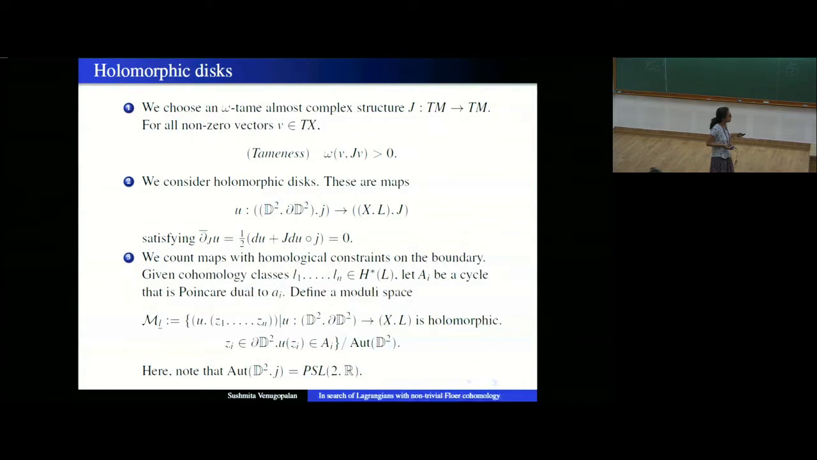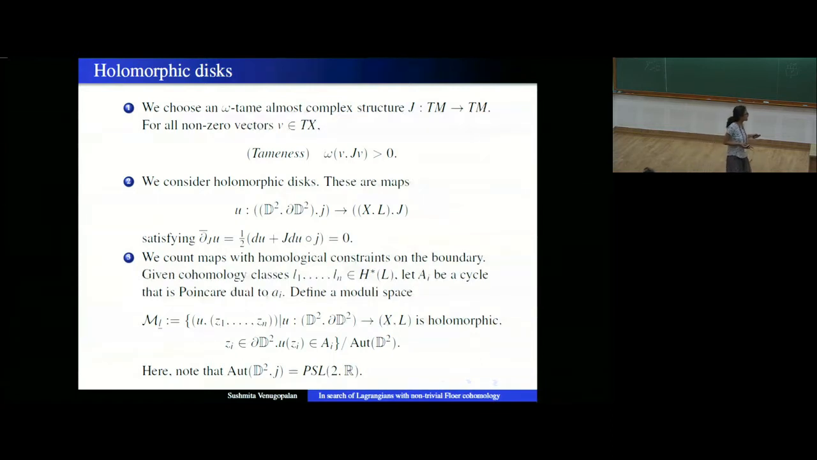So you consider cycles that are Poincare duals to these Li's, and you define a moduli space of disks. These are disks which have n marked points on the boundary, and you require that these marked points map to these cycles, which are the Poincare duals of your input cohomology classes. This is pretty standard stuff in Gromov-Witten theory.